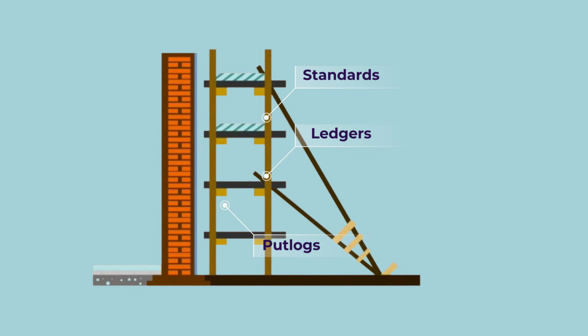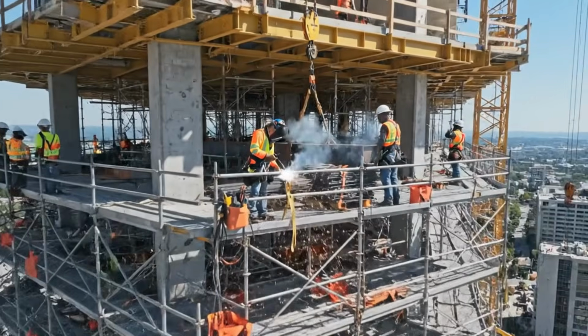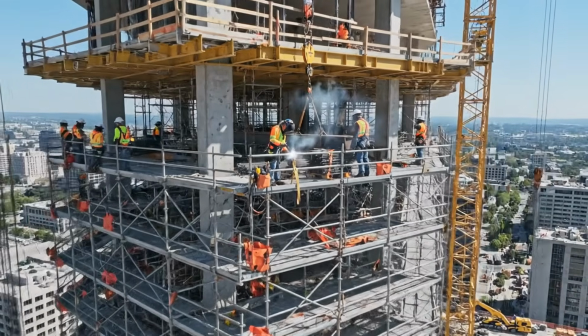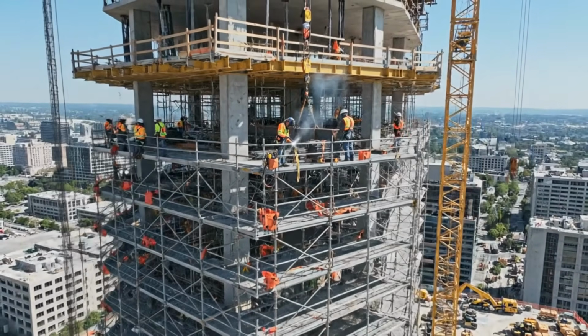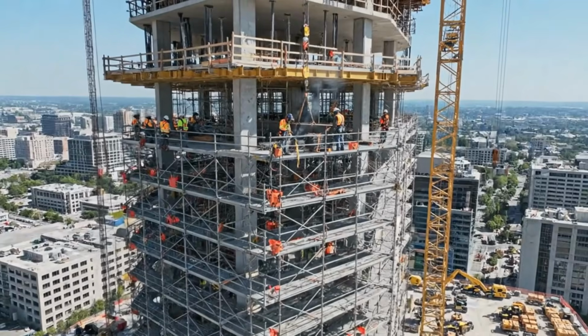Double scaffolding is commonly used in stone masonry, where it is difficult to make holes in the wall for support. It consists of two rows of vertical standards. The first row is placed near the wall and the second row is placed further away. This double-frame structure provides extra strength, stability, and load-carrying capacity compared to single scaffolding.